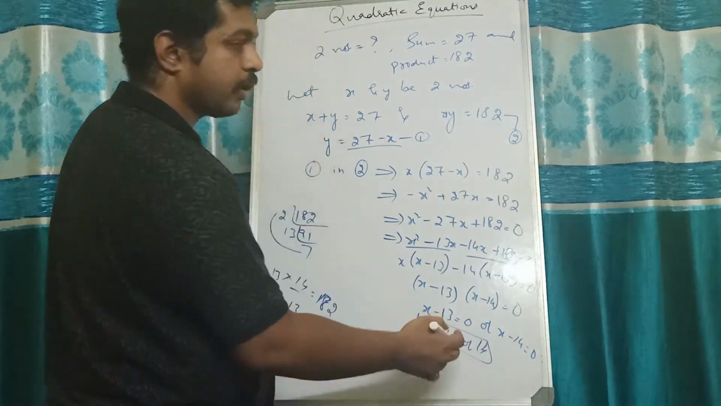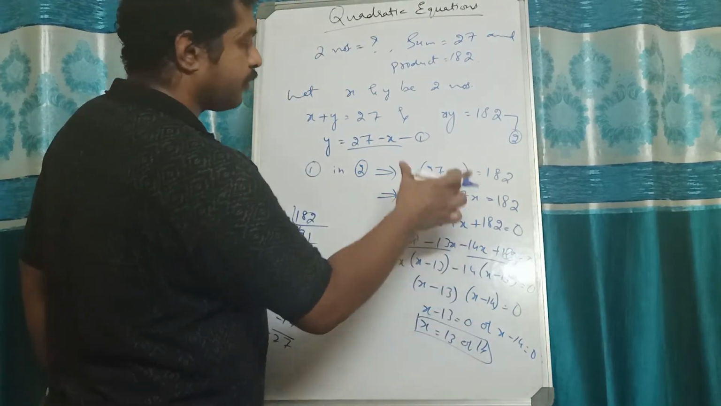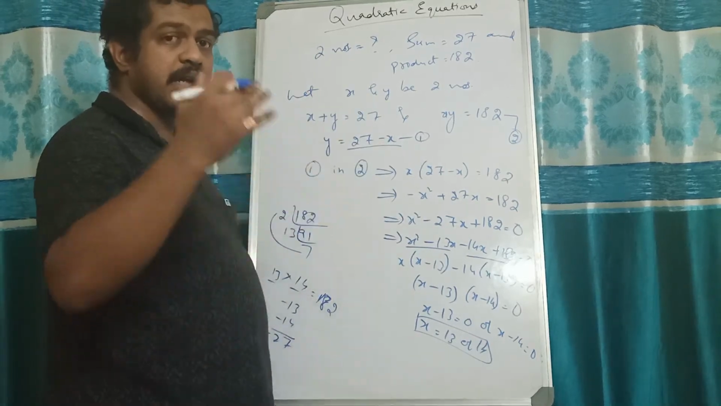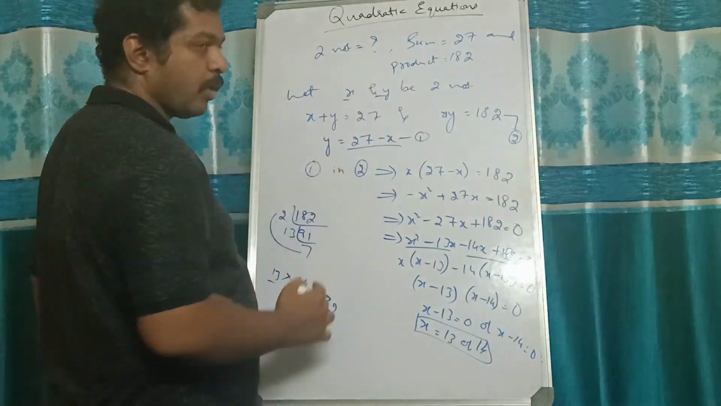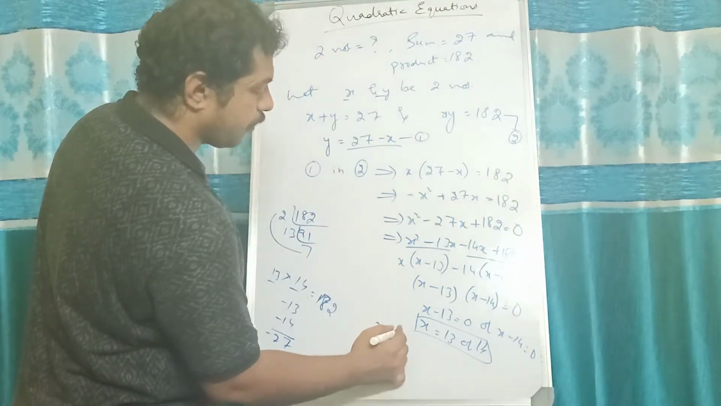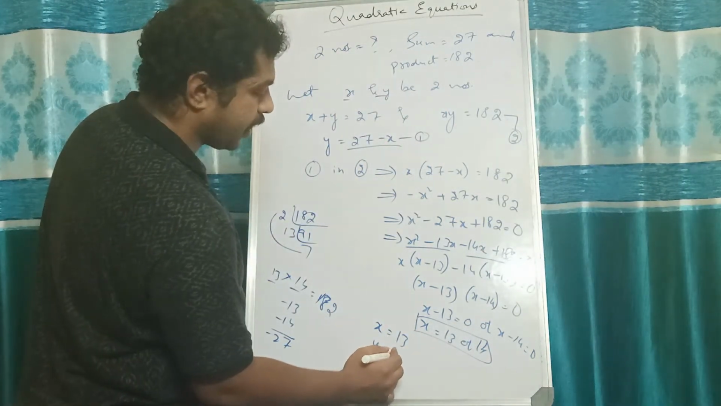So 13 or 14 are the two roots of this equation, which indirectly says that for the two given numbers here, in place of x and y, we can easily say that the value of x is 13 and the value of y is 14.